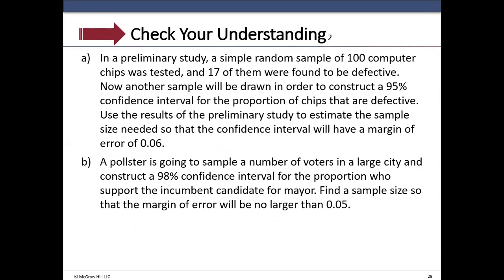Let's do part A. In a preliminary study of a random sample, 100 computer chips were tested and 17 of them were found to be defective. So what is my sample proportion of defective? It will be 17 out of 100, 0.17. Now another sample will be drawn in order to construct a 95% confidence interval for the proportion of chips that are defective. Use the results of the preliminary study to estimate the sample size needed so that the confidence interval will have a margin of error of 0.06.